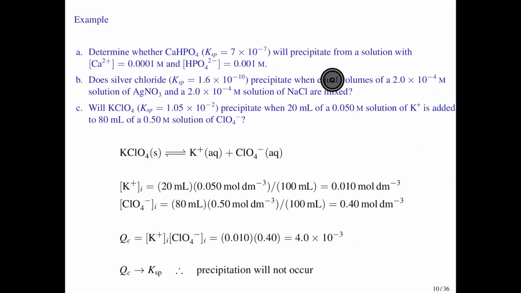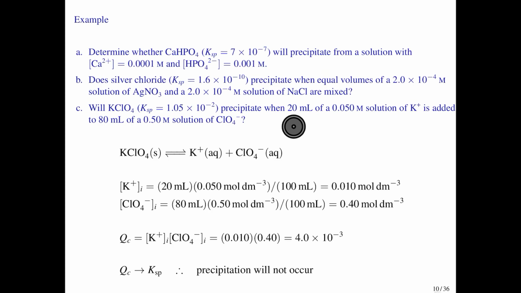Here's a series of problems. The first two are basically identical to the last problem. However, this third problem is a little bit different. What I wanted to point out about this one, as you can see in the setup, is they mention volumes of different reactants. In this case, you're adding 20 milliliters of a potassium ion solution to 80 milliliters of a perchlorate solution. Including the volumes in the problem is a dead giveaway that you need to drop down to the mole level and recompute the concentrations.